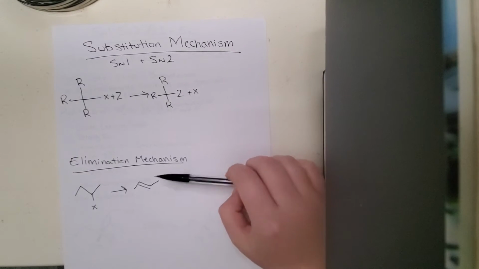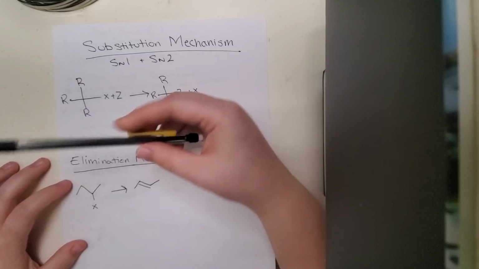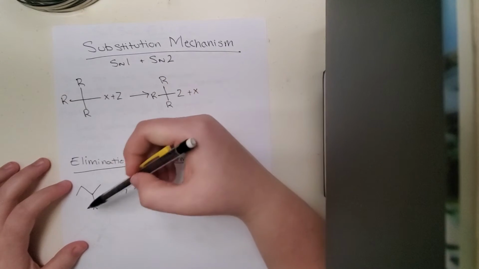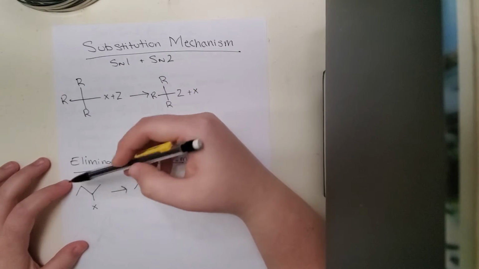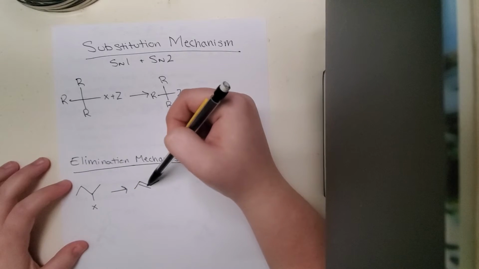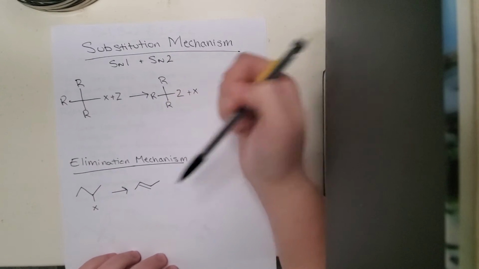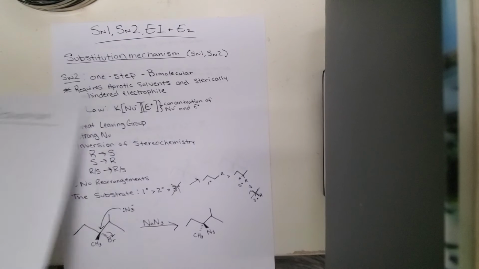Now with the elimination, when they react together, the X is going to go away, but it turns into a double bond at the end. I'll explain more when I show you guys.